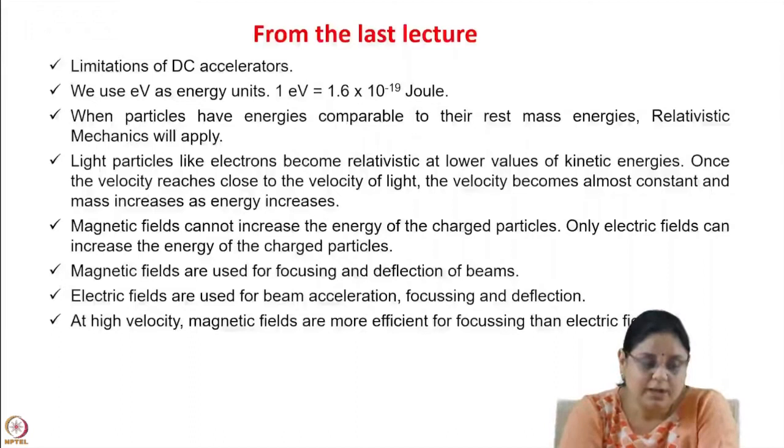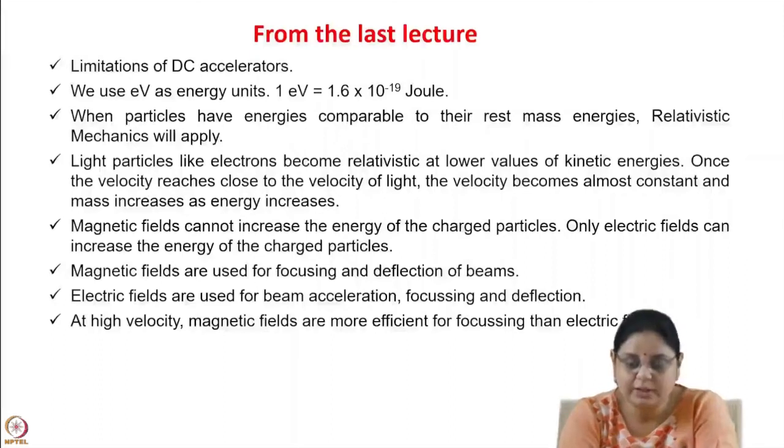We saw that light particles like electrons become relativistic at lower values of kinetic energy because their mass is quite low. Once the velocity reaches close to the velocity of light, the velocity becomes almost constant, and then as the kinetic energy increases, the velocity doesn't increase much. It is the mass that increases.